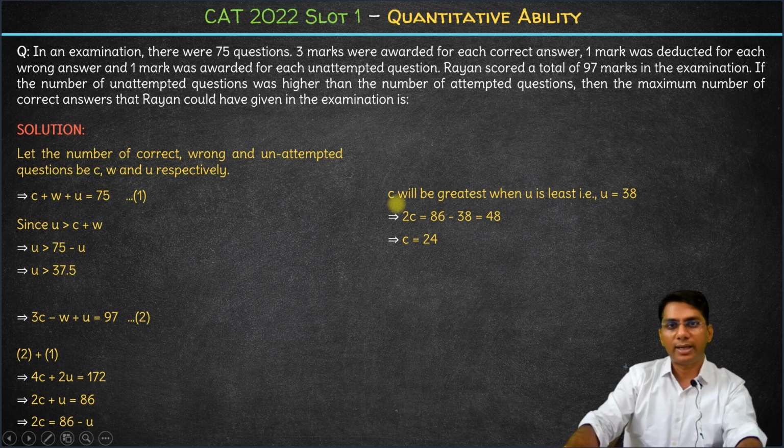So the maximum correct questions that he attempted was 24. Fine. Now the question is maximum number of correct answers that he has given is 24. Hence the answer here is 24.